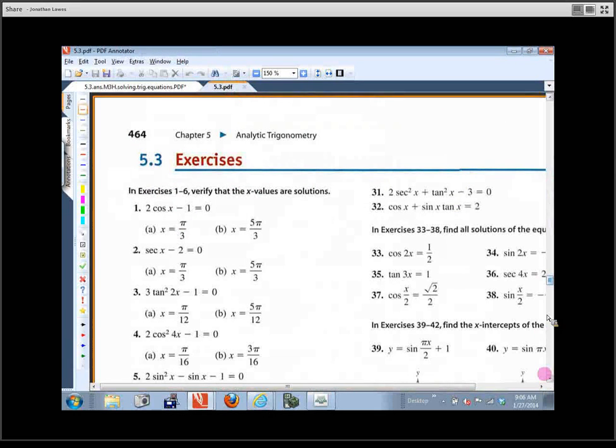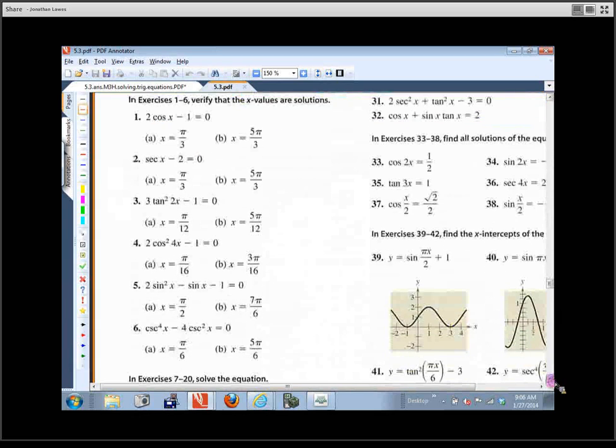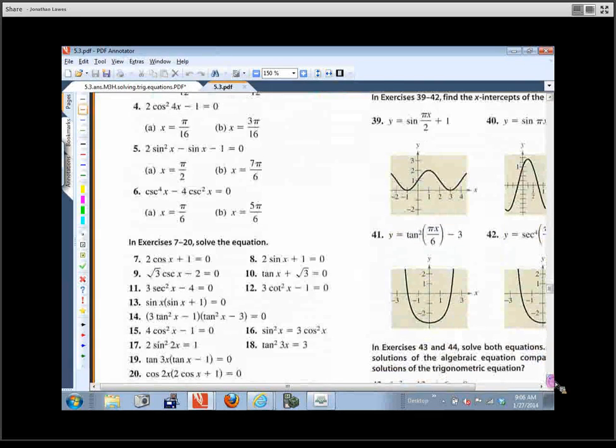Let's do 16. No. Is 7, 8, 9, 10, or one of those assigned? 7. Do number 7, please. Okay, go ahead and do number 7. Right now, everybody do number 7.